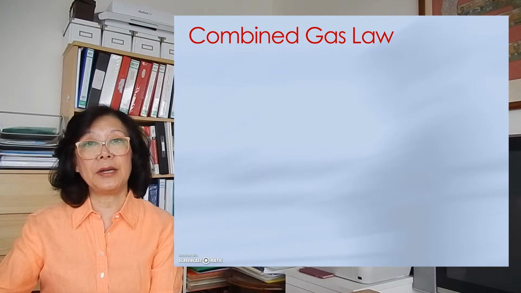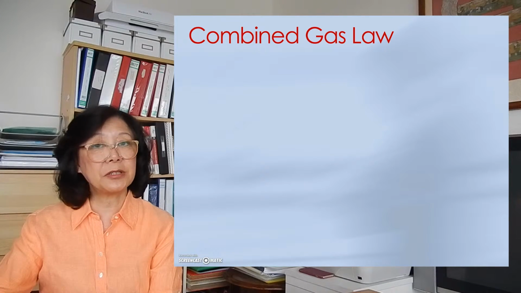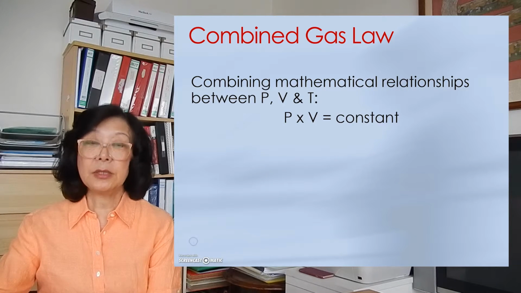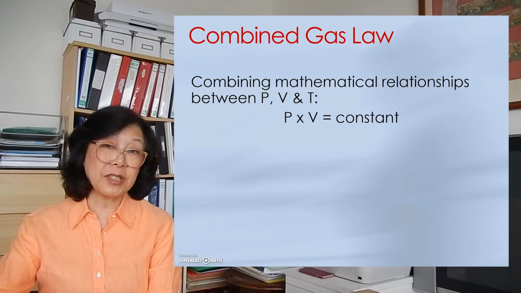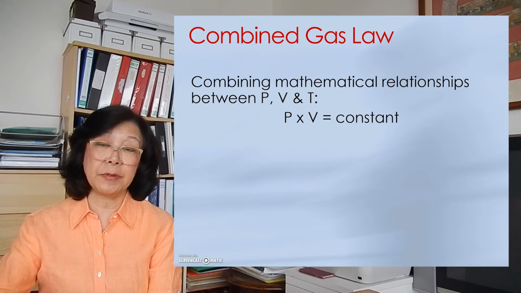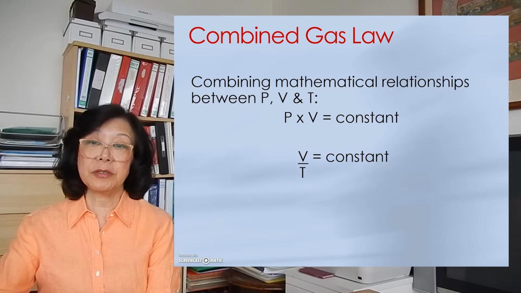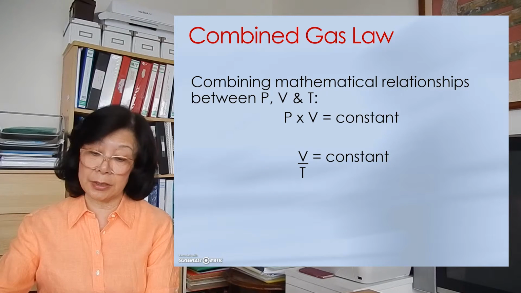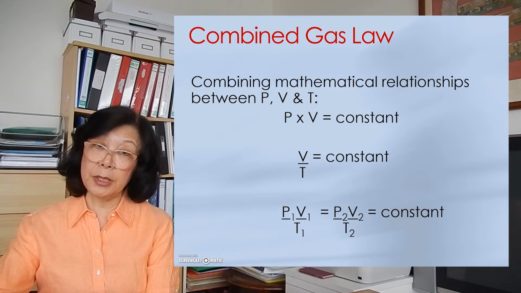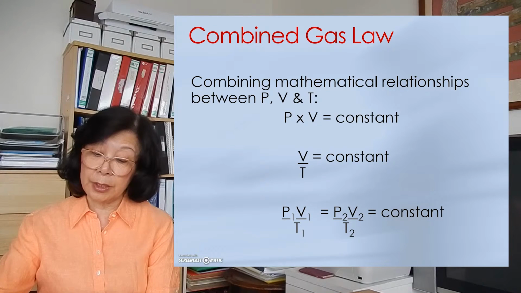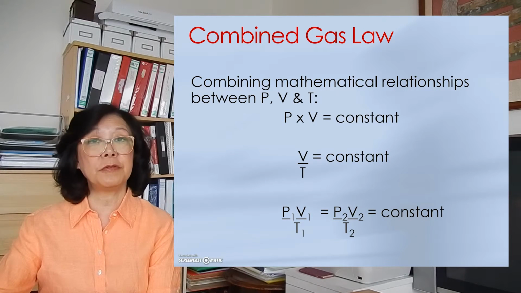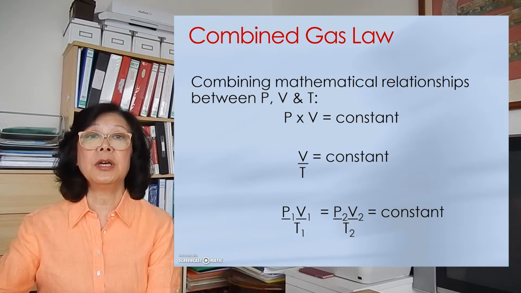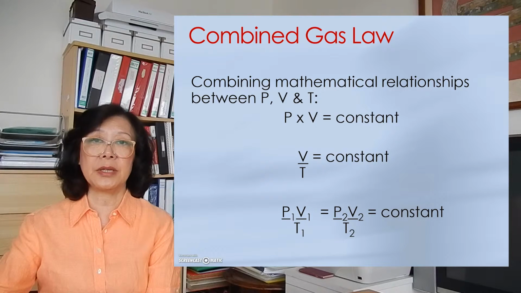Now I'm going to combine Boyle's law and Charles's law together. Boyle's law says pressure is inversely proportional to volume, so P times V is a constant. Charles's law says volume is directly proportional to temperature, so V over T is a constant. Now I combine it into P1 V1 over T1 is equal to P2 V2 over T2, which is also a constant, which I call the combined gas law.